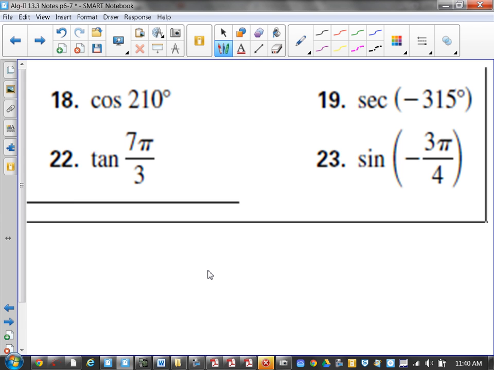All right, we'll go to cosine 210. First thing we're going to do is try to find a reference angle. When I go cosine 210, I'm in the third quadrant. How far off of the x-axis am I? 30. So what's my reference? 30. Cosine of 30 degrees is what? Okay, so it's root 3 over 2. And then is it positive or negative in the third quadrant? Negative. Go to the next problem.